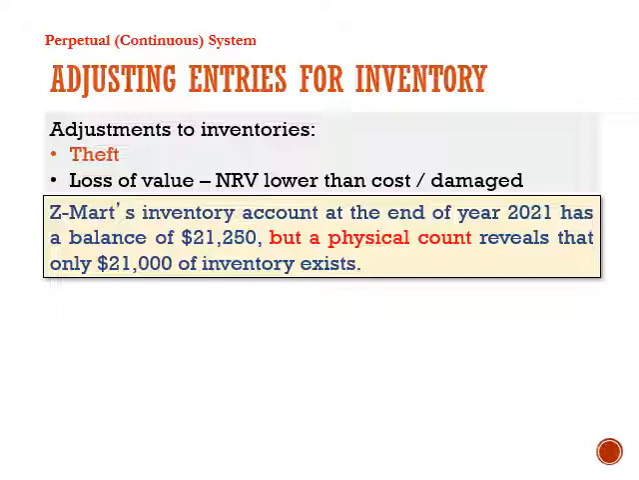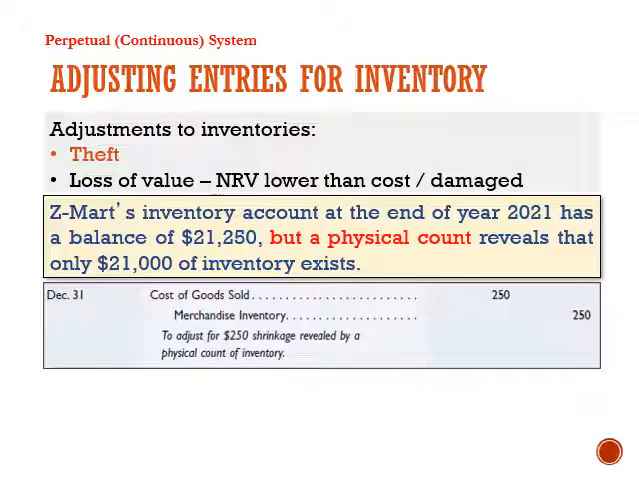Let's look at the adjustment due to theft. Say for example, Zmart's inventory account at the end of the financial year 2021 has a balance of 21,250. But a physical count reveals that only 21,000 of inventory exists. The adjusting entry to record this shrinkage is a debit to cost of goods sold to recognize the loss as part of expense, and a credit to inventory for $250 to recognize a reduction in amounts of inventory. That is if we were to use perpetual system.